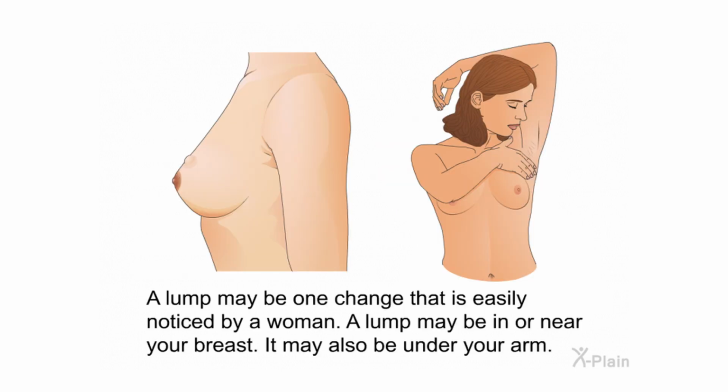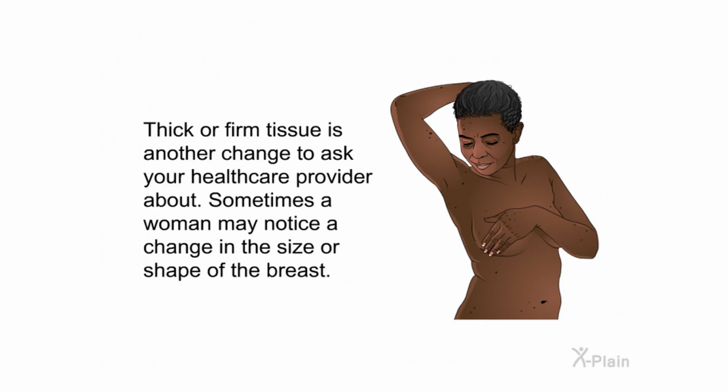A lump may be one change that is easily noticed by a woman. A lump may be in or near your breast. It may also be under your arm. Thick or firm tissue is another change to ask your healthcare provider about. Sometimes a woman may notice a change in the size or shape of the breast.